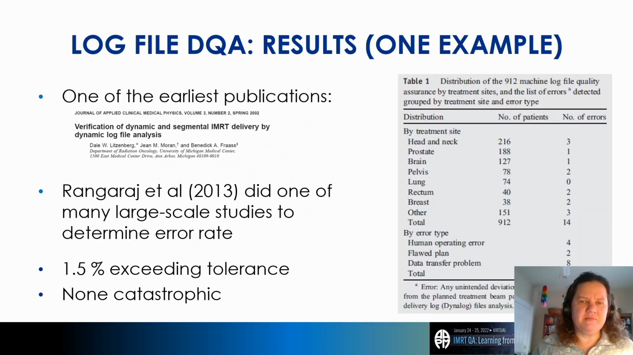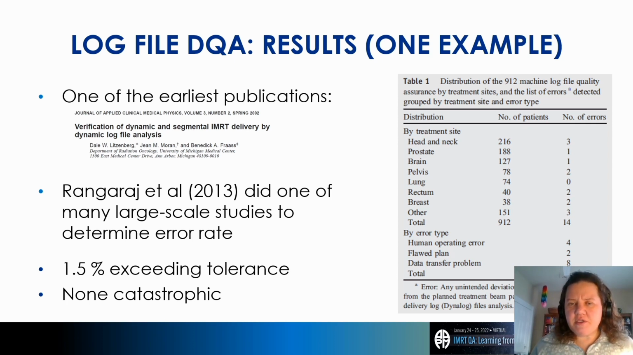Dr. Lowe. The earliest publication I found on the topic was actually co-authored by Jean Moran. So Dr. Rangaraj did one of the earlier large-scale studies to determine the error rate. And what they found is that out of the 912 log files they studied across a number of sites, they actually had a very small error rate. 1.5% of log files exceeded their tolerance, and none of them were catastrophic.